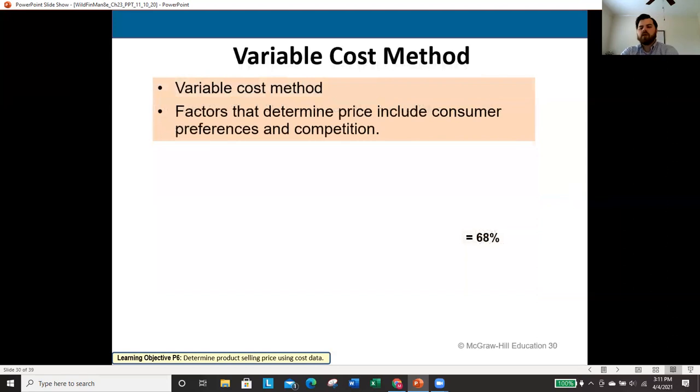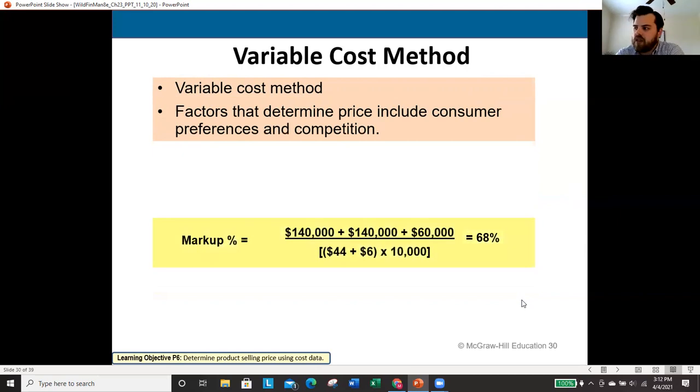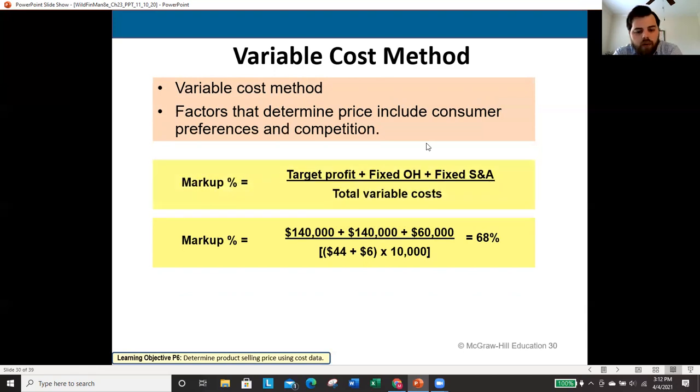Now, for my next method, we want to talk about the variable cost method. In addition to the total cost or the approach of the cost plus method, one additional method that we can actually use is to base price on variable cost. Because variable is less than total, companies that use this method will actually adjust their markup percentage, right? So we'll typically see a higher markup here. Factors that help us to determine price will include consumer preferences and competition.